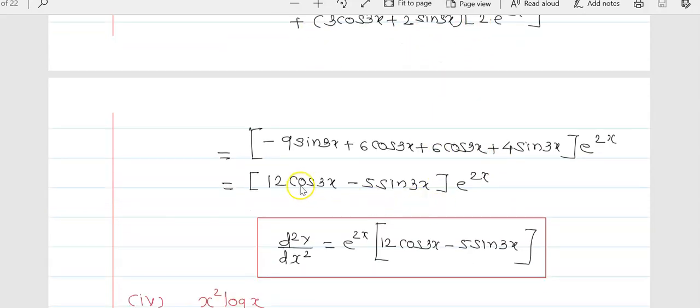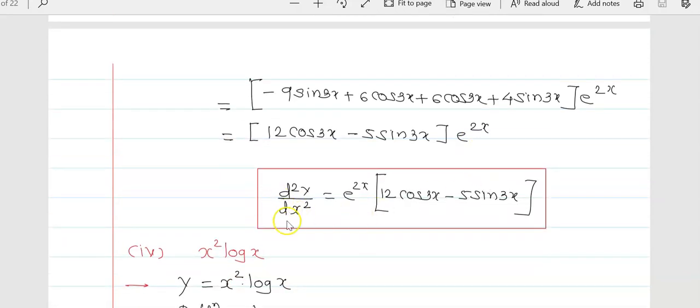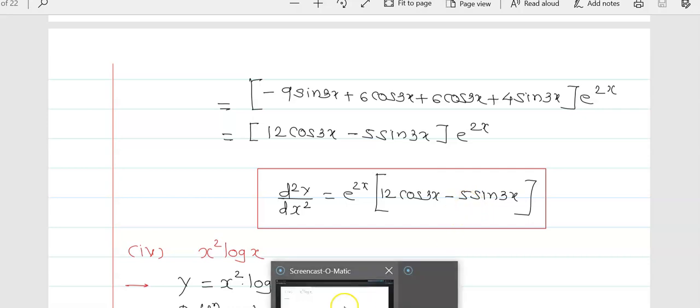And add it, that is 12 cos 3x minus 5 sin 3x, bracket complete, into e^(2x). And therefore, d2y/dx2 is equal to e^(2x) (12 cos 3x minus 5 sin 3x). Now, the next example.